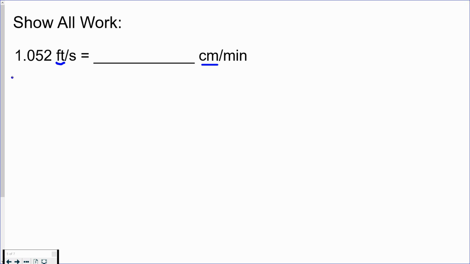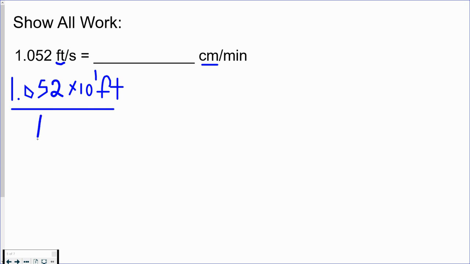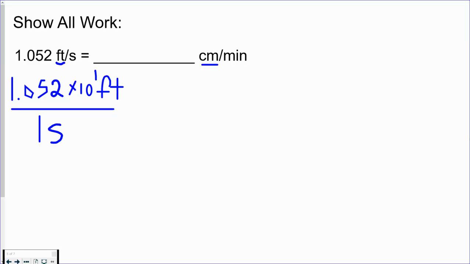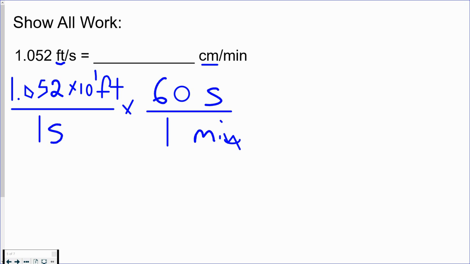All right, first we're going to put this in scientific notation up top. Times. Now, on this one, I'm going to go from seconds to minutes first, just to show you that you can do either one first. Minutes is 1 and 60 for seconds.